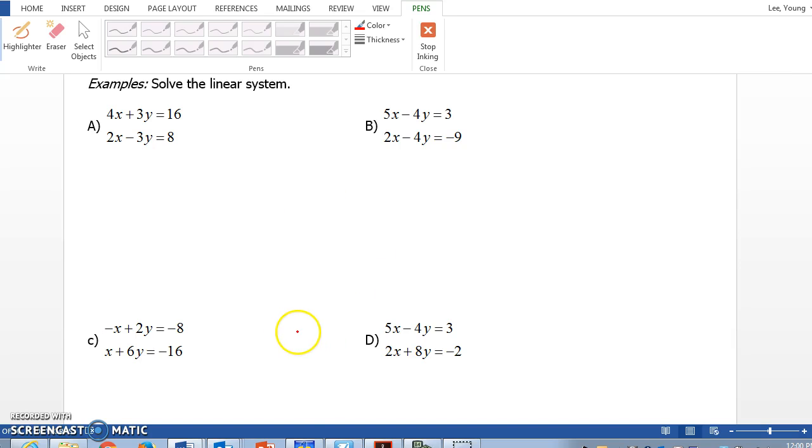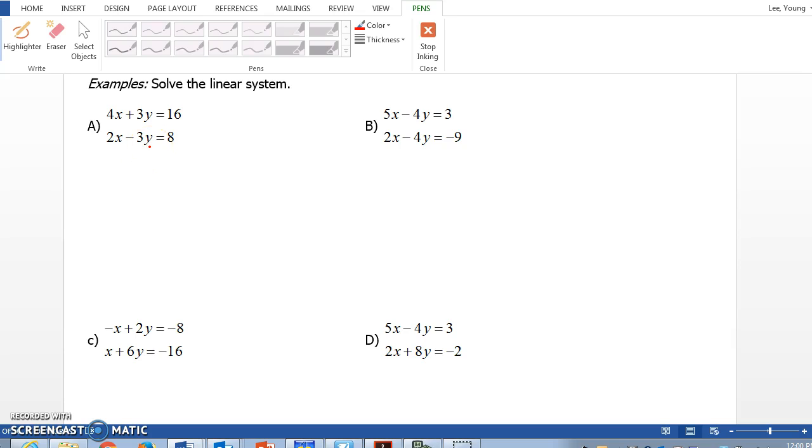So let's take a look at the first step. It says arrange the equation in standard form. So if you look at the first example, are they written in standard form? Yes, they are written in ax plus by equals c, so they are both written in standard form. That's good. So let's take a look at the second step.